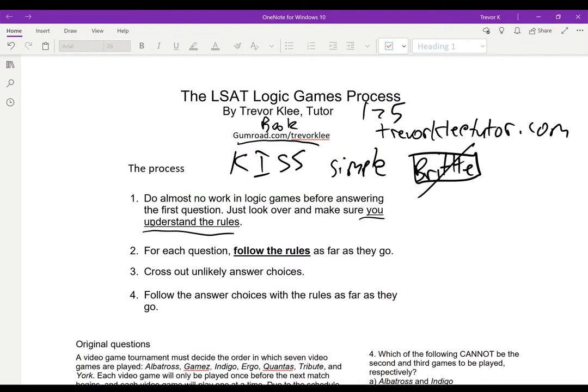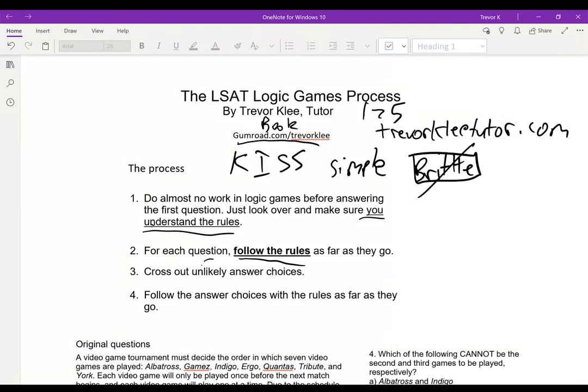Then I jump into the questions. For each question, I follow the rules as far as they go. So if the question says, if this is first, then what's next? I'll say, okay, A's first, then B, then C, right? So I'm always looking to follow the rules as far as they go.